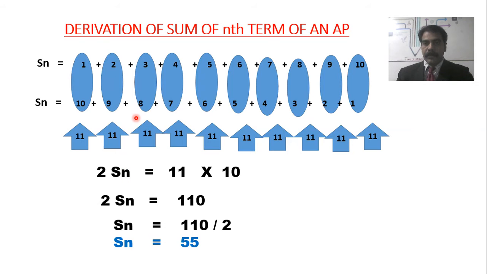Students, the same logic we are going to use to derive the general formula for the sum of n terms of an AP. In the same way we will arrange the terms, add them, and interchange the values, and we will get the formula for the sum of the nth term of an AP. Is that clear? Let us check it.